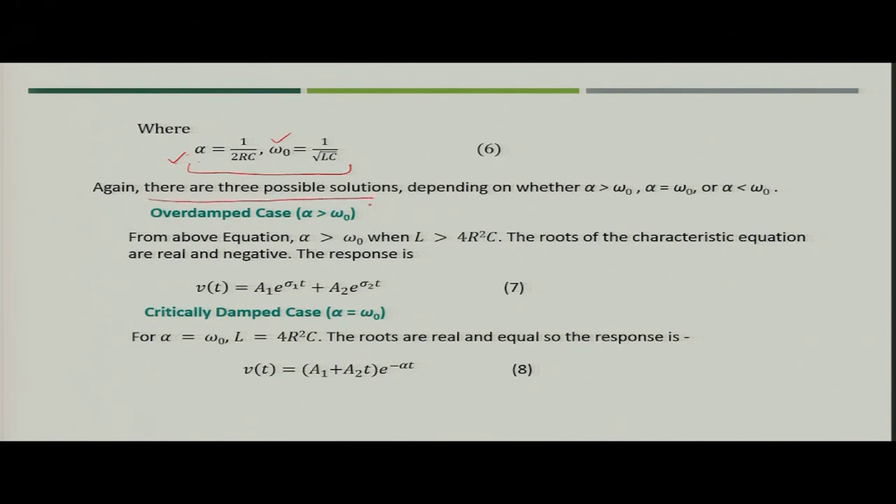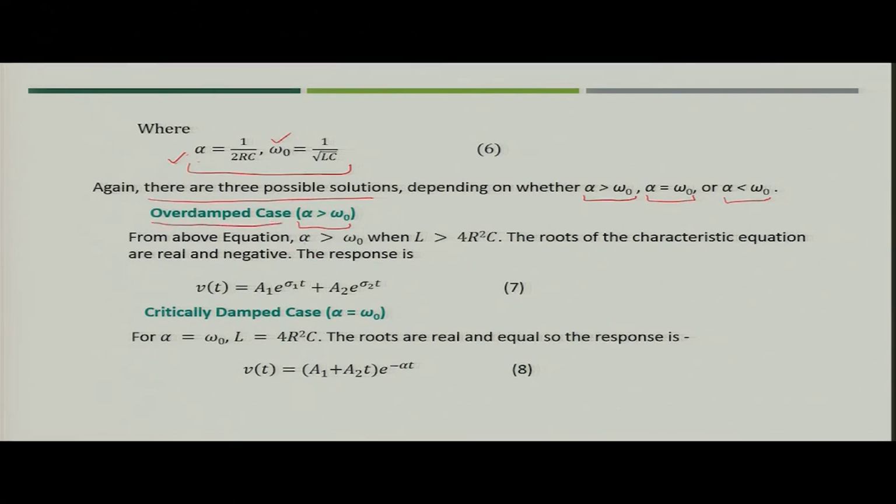So, if you compare with your series RLC circuit, in this case also you will get 3 possible solutions. The conditions for these possible solutions would be: one condition is alpha greater than omega naught, second is alpha equal to omega naught, and third is alpha less than omega naught. Now, when alpha is greater than omega naught, you call it the overdamped case.